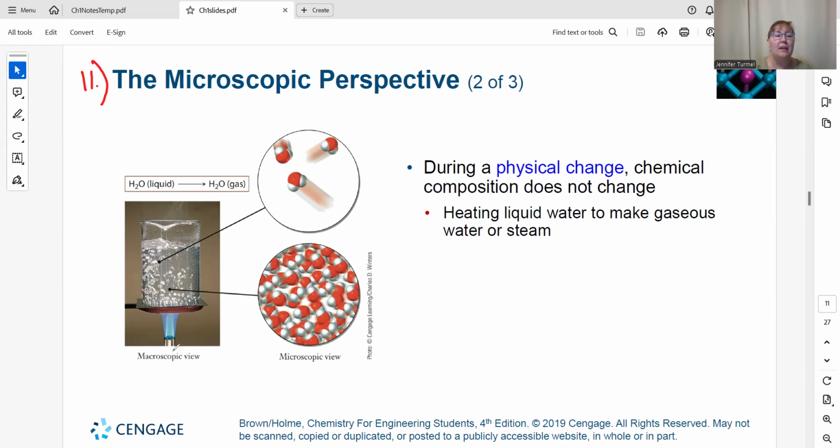And basically what's happening is that here you have your macroscopic view. This is what you can see, but this over here is what's really happening. So when it's a liquid, it looks like this. Okay. And as we heat it and boil it and it becomes a gas, then it looks like this. So our actual molecules have not changed.